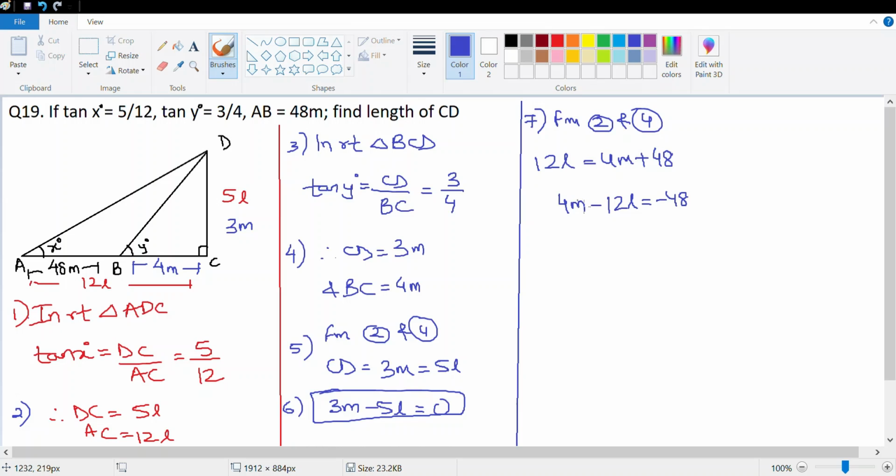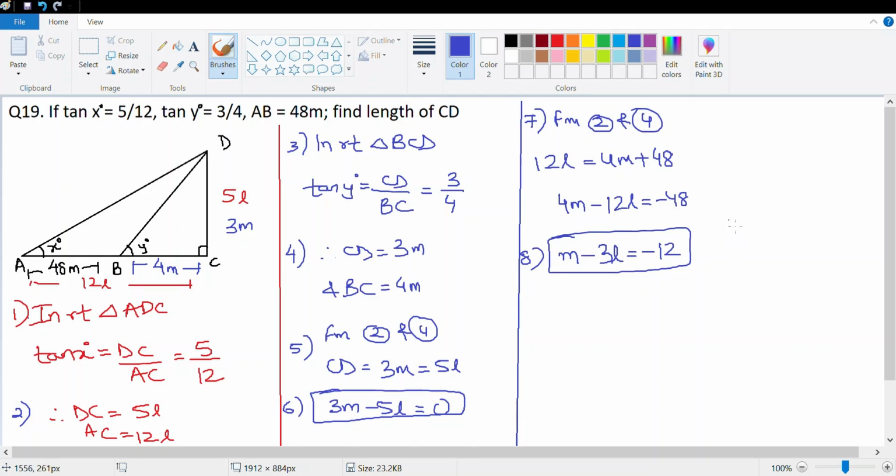Anything common? Yes, 4 is common. So let's divide this by 4. Divide by 4 would give me M. M minus 3L is equal to negative 12. So that's the next equation I get. M minus 3L is equal to negative 12.